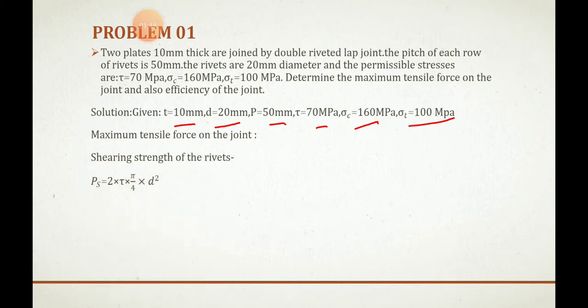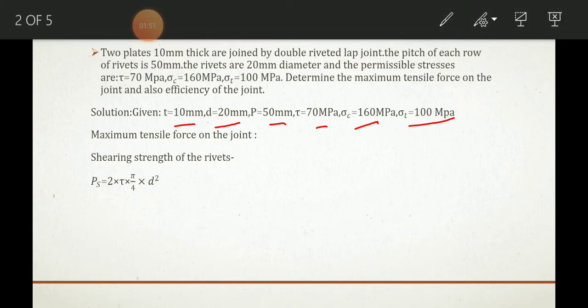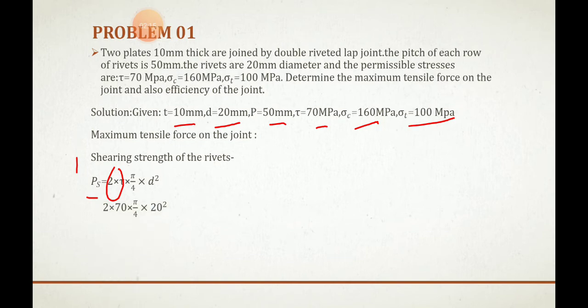Now, the maximum tensile force on the joint. How to calculate? Go for the calculation of the shearing strength of the rivet. The formula for that: Ps is nothing but 2 into tau into pi by 4 into d square. This 2 indicates that it is a double riveted joint. If it is single riveted, then instead of 2 we have to write 1. Remember that.